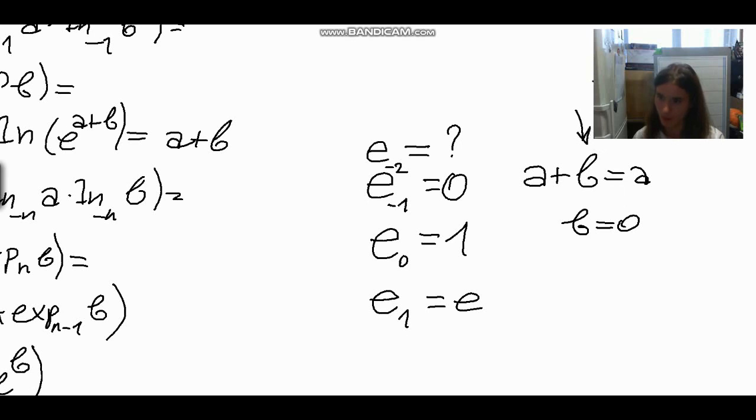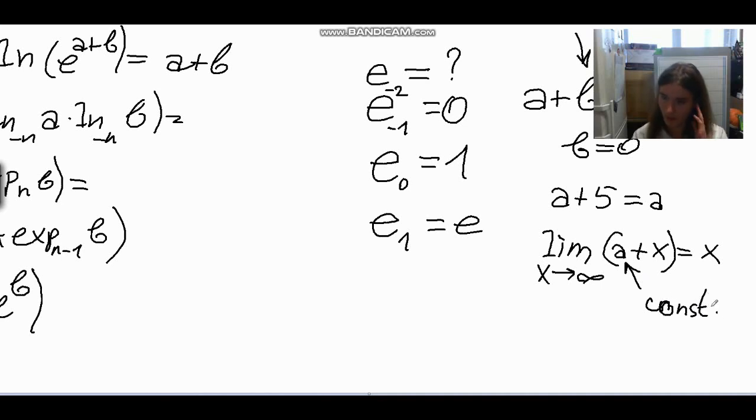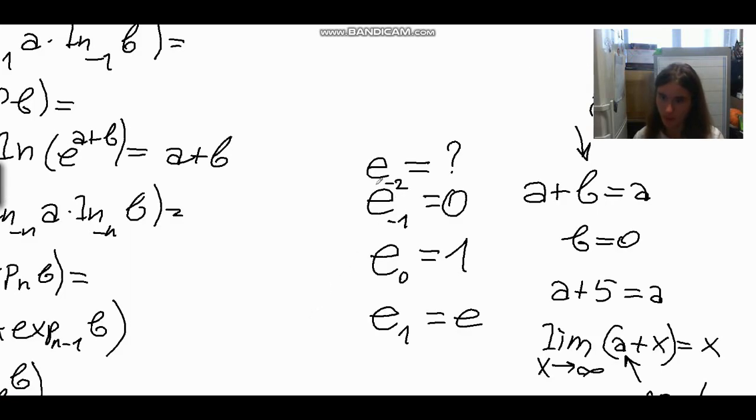What if, for example, a plus 5 equal a? So it could be infinity. So infinity isn't a number. We could write down limit as x approaches infinity, a plus x equal to x, where a is a constant. So nice. Maybe e with the index minus 2 is infinity.